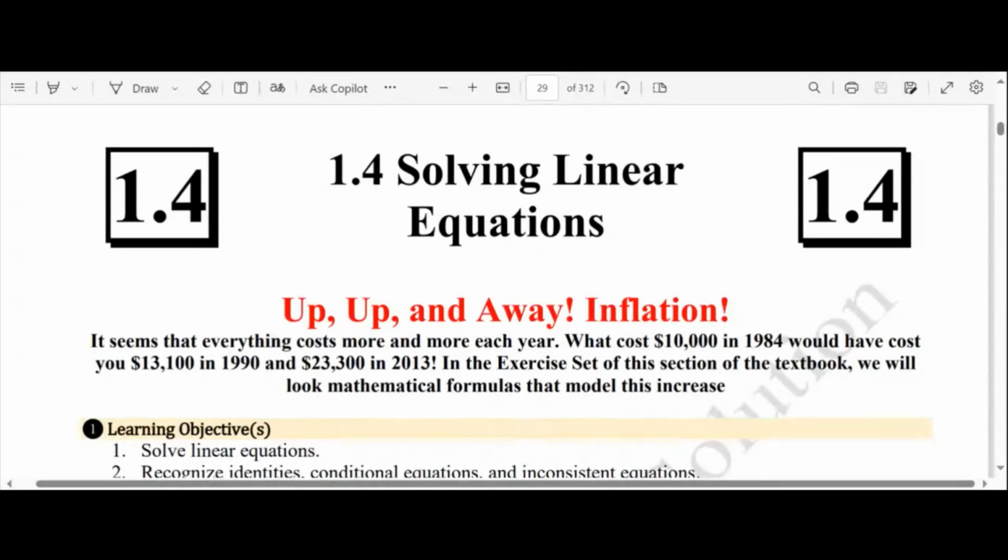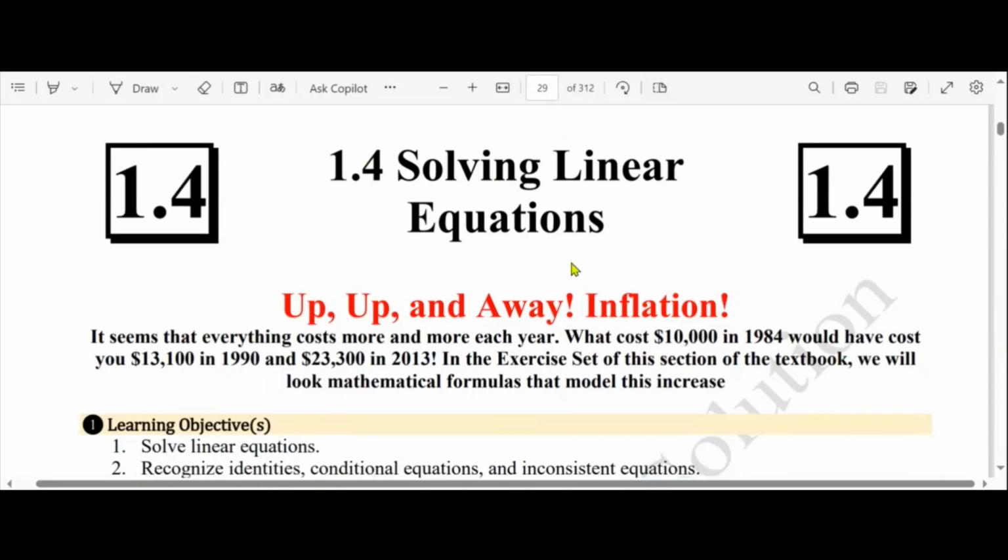Now everything from now on is going to be very easy because we already took everything that is difficult. Okay, so let's go for solving 1.4, solving linear equation.